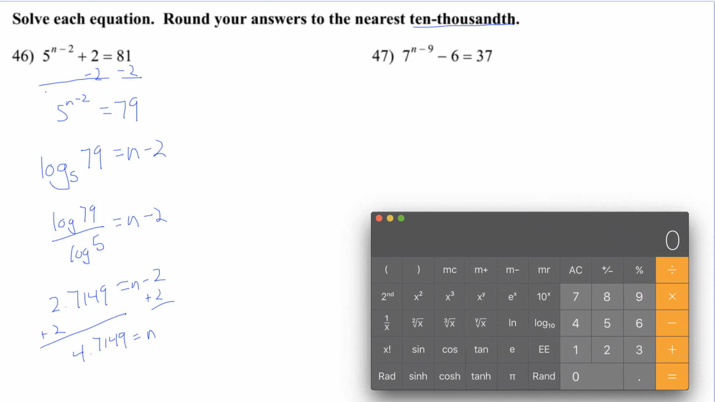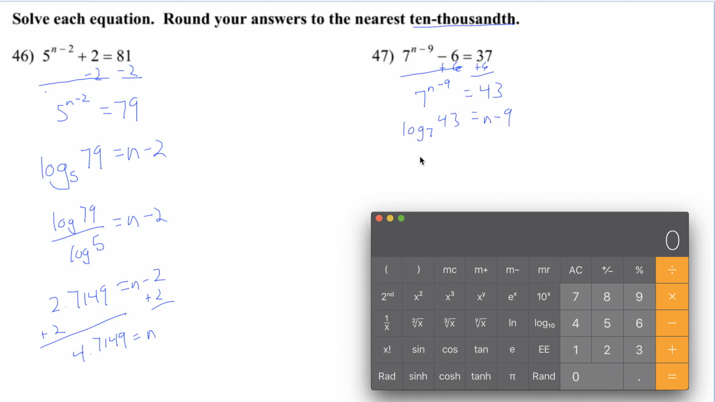We'll keep this here to use in a minute. Same process, same idea. We'll add 6 to both sides. We get 7 to the n minus 9 equals 37 plus 6 is 43. Change to log form, so log base 7 of 43 equals n minus 9.